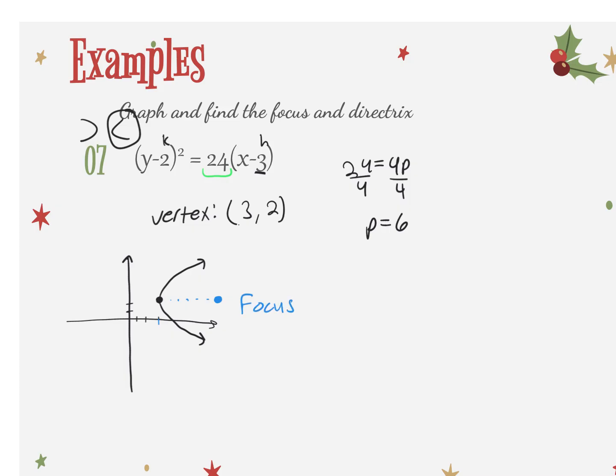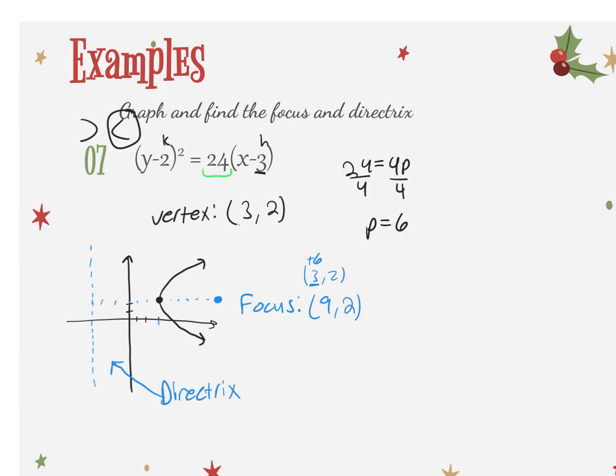So then let's label our focus. From the vertex (3, 2), I'm going to add 6. It looks like we're moving horizontally, so I'm going to add 6 to the x value. So (9, 2) is the focus. And now let's go 6 units back: 1, 2, 3, 4, 5, 6. And then you get this dotted line over here as your directrix.